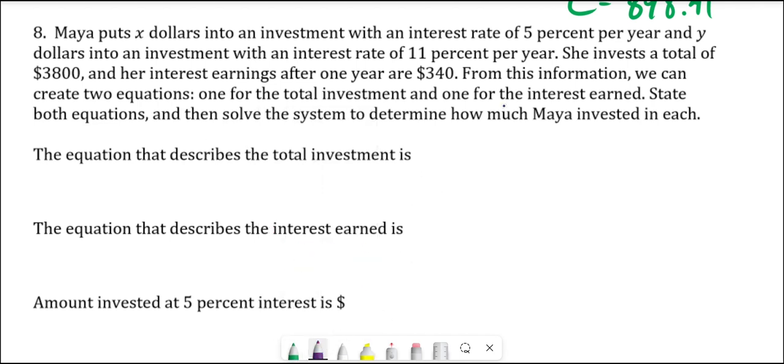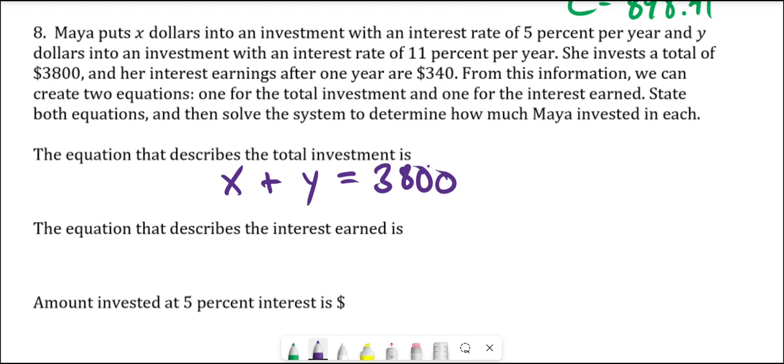But first, we have to know how simple interest works. The total investment, the total amount that she invests, is the amount that she puts in one account plus the amount that she puts in the other account. They've even named our variables for us, X and Y. And they said that this total amount she invests was $3,800.